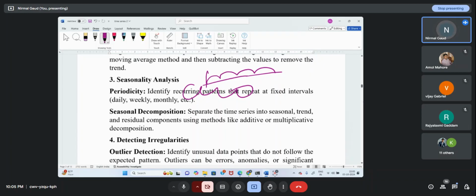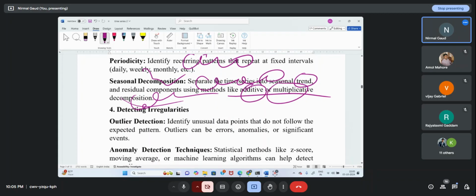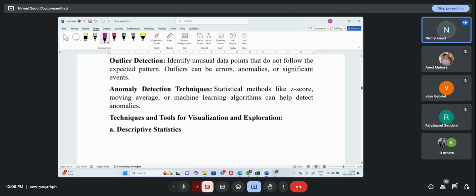We can decompose a time series into season, trend, and residual components. That's what we can do by performing additive and multiplicative decomposition. We can add and we can multiply also. Either we add these components or we multiply these components. That is called seasonal decomposition. We can detect outliers and anomalies in the data by applying statistical techniques like Z-score, moving average, machine learning algorithms.